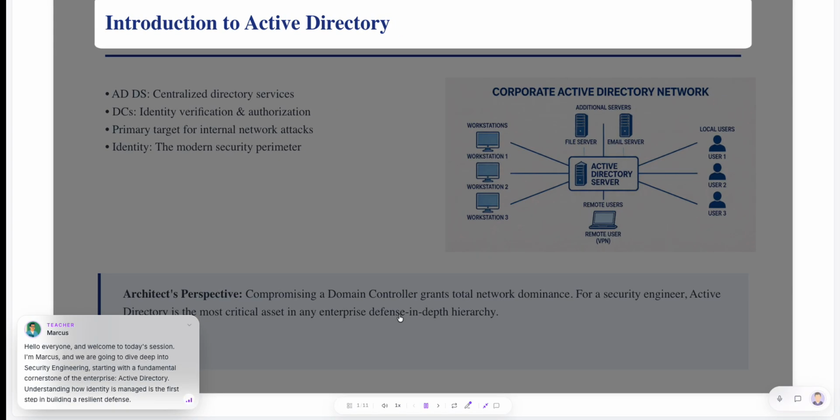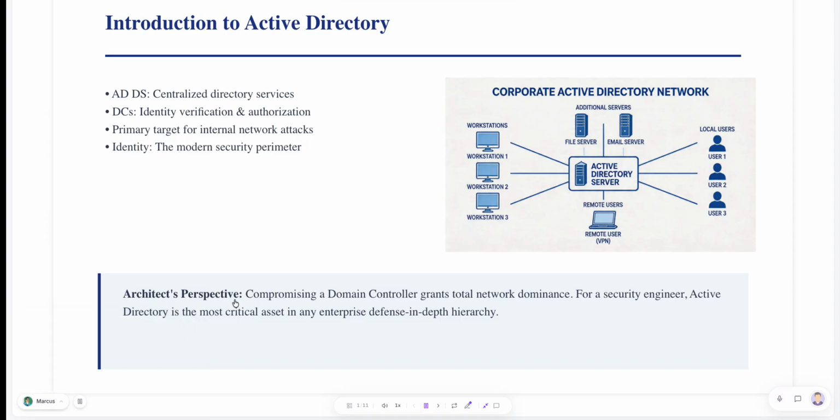I'm Marcus, and we are going to dive deep into security engineering, starting with a fundamental cornerstone of the enterprise, Active Directory. Understanding how identity is managed is the first step in building a resilient defense.